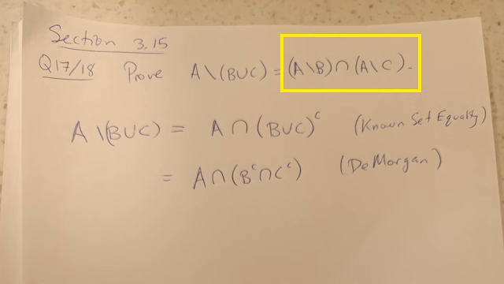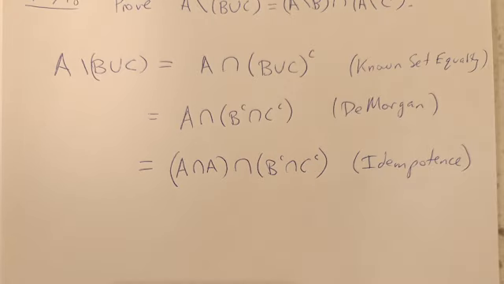It might not be obvious how to get that, but the thing is that A intersect A is just A. Okay, that's one of our known set equalities. So I'm going to use that right here, just to introduce another A into this expression. Okay, and here what I'm using is idempotence. You don't have to remember the word idempotence. So it's also okay in this case to say known set equality.